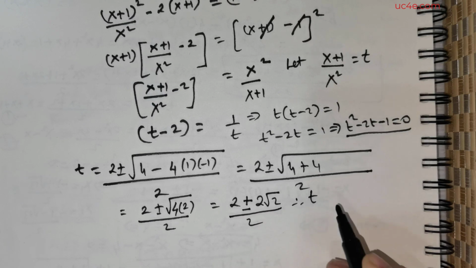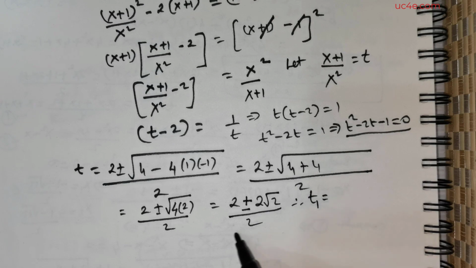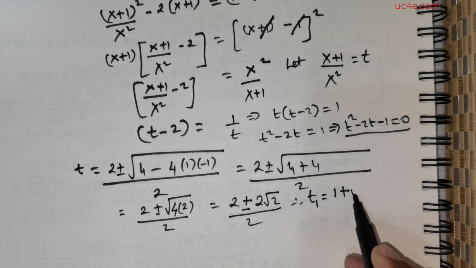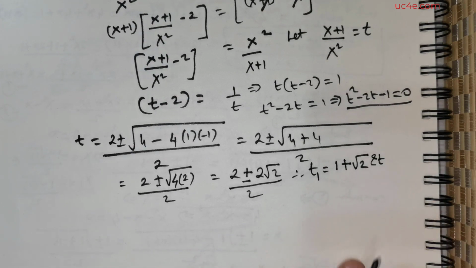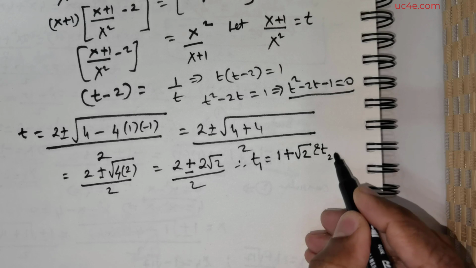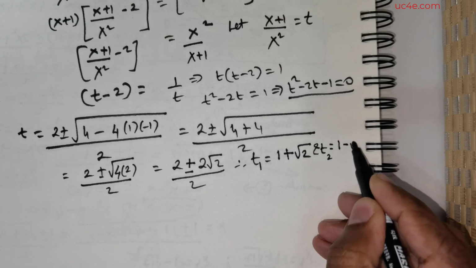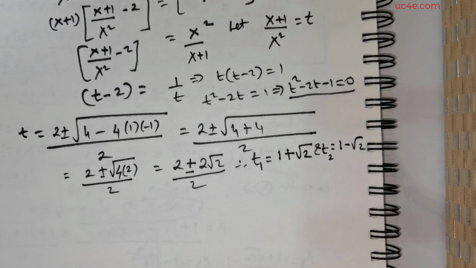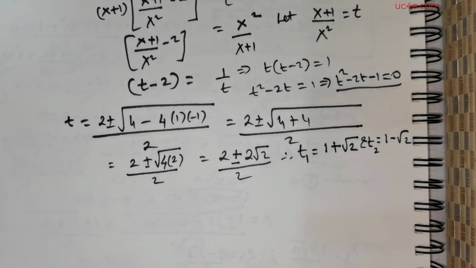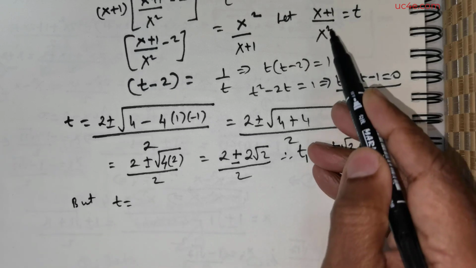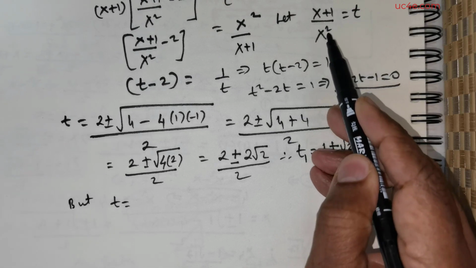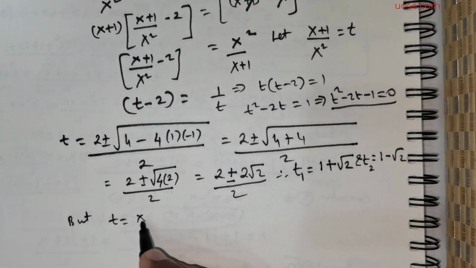So therefore I got two values for t. t1 is equal to 1 + √2, that's one value, and another value is t2 is equal to 1 - √2, right? So two values are there for t. But what is t exactly? t is taken to be x + 1/x², right? So take that value.